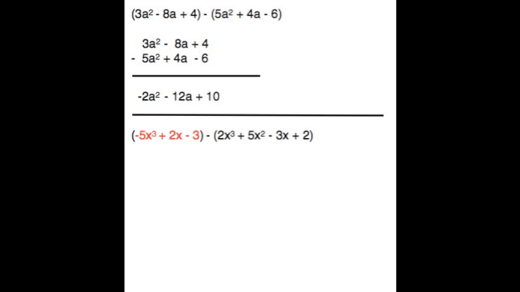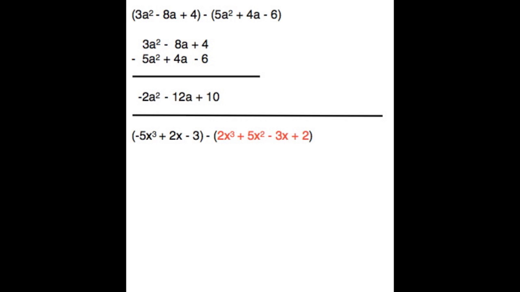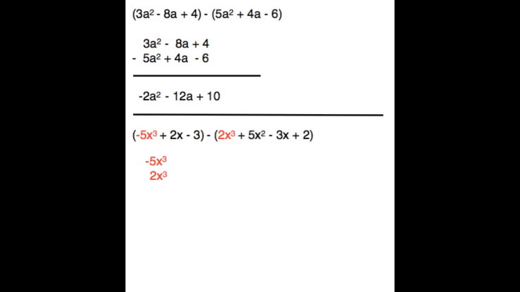We have our first polynomial, negative 5x to the third plus 2x minus 3. And we are going to subtract our second polynomial, 2x to the third plus 5x squared minus 3x plus 2. We need to identify the like terms in each polynomial. We start with negative 5x to the third in the first polynomial. The like term in the second polynomial is 2x to the third. Let's go ahead and line these two like terms up below.